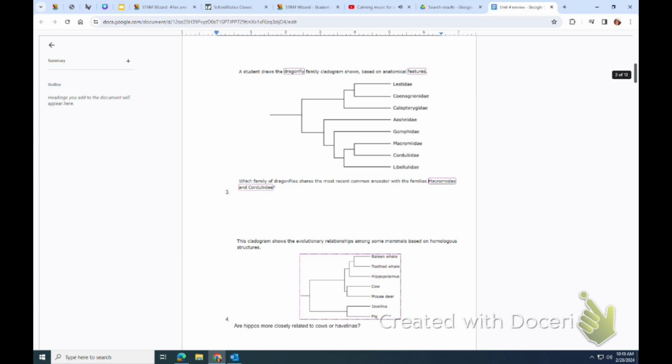We're looking now here at number 3. So here we have a cladogram, and it's wanting to know which family of dragonflies shares the most recent common ancestor with the family Micromylidae and Cordulidae. And we've seen this question before. Cadence, what is it? Yes, Libellulidae. So you can tell that because they're all right here within that same off branch or bracket, okay?